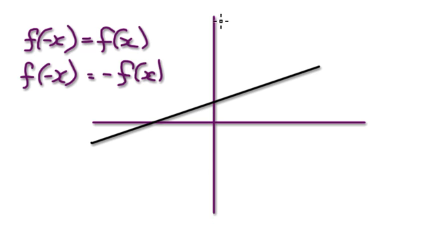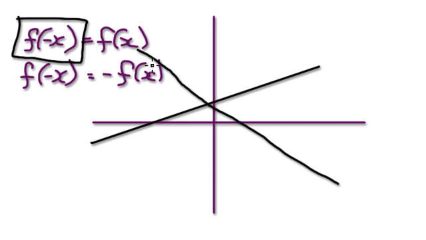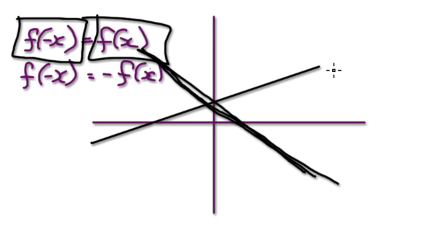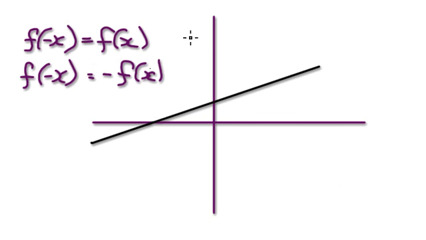Okay, so this one here, if you were to reflect it along the y-axis, it would look something like this. So applying this transformation will give you this line here, and you can see that this line is not the same as the original line, which is this. So we know it's not an even function.